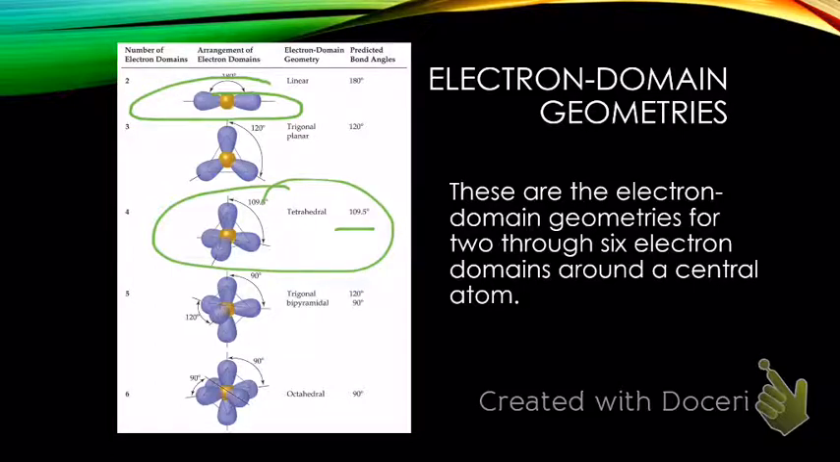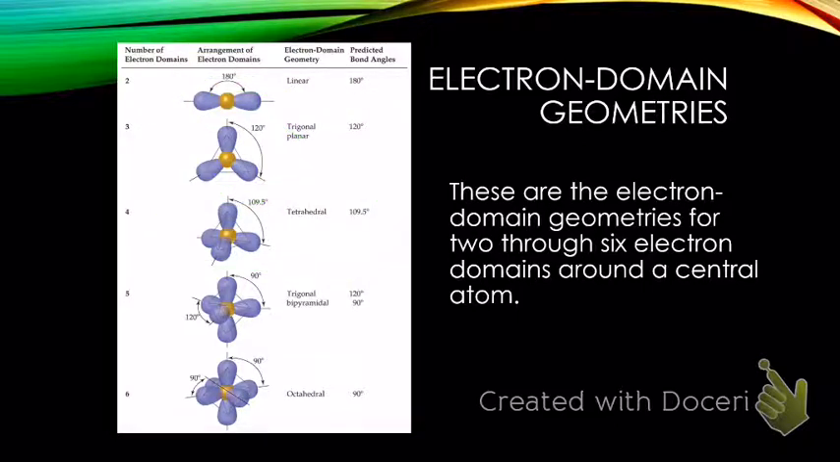Okay? Whereas when there are two electron domains, it's linear, which is 180 degrees. Three will be trigonal planar, because they're all in the same plane, and it's going to be 120 degrees. We've already talked about four being tetrahedral. Five is called trigonal bipyramidal, and it's like two three-sided pyramids inverted on top of each other.